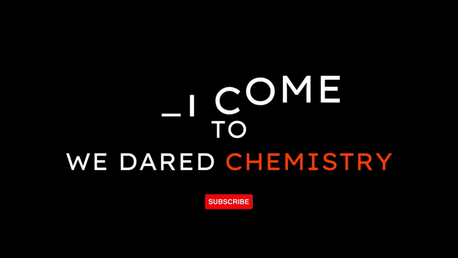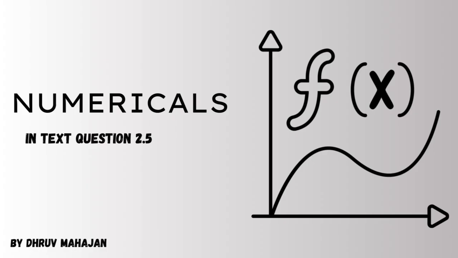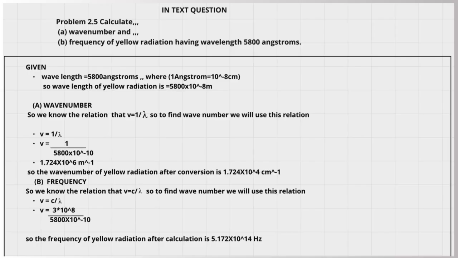In this lecture, we will spend our brain doing some numericals in text questions. So join us whether you are a student or a curious mind. In text question, problem 2.5, calculate A, wave number, and B, frequency of yellow radiation, having wavelength 5,800 angstroms.